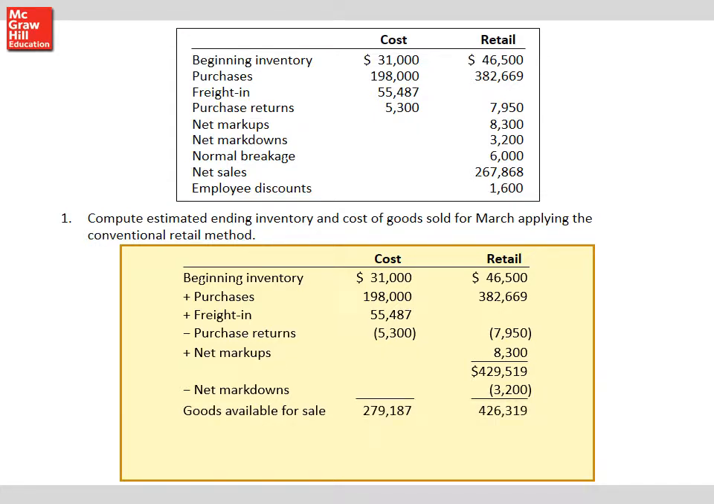Everything that could have been sold at this point: $279,187 is the cost. $426,319 is the retail. Now, normal breakage would be subtracted out of retail because it would not be available to be sold.